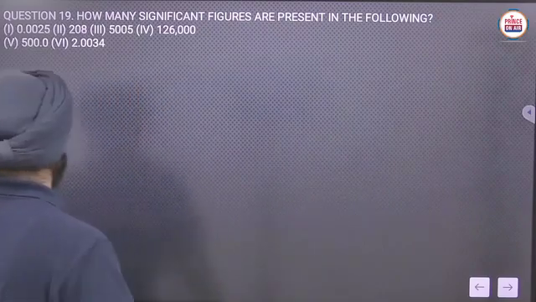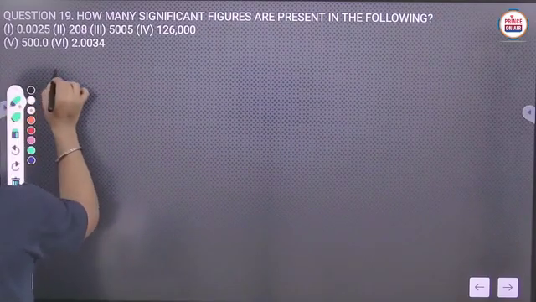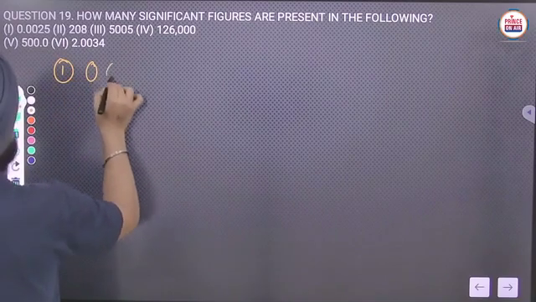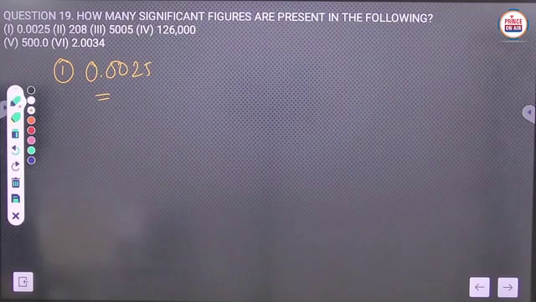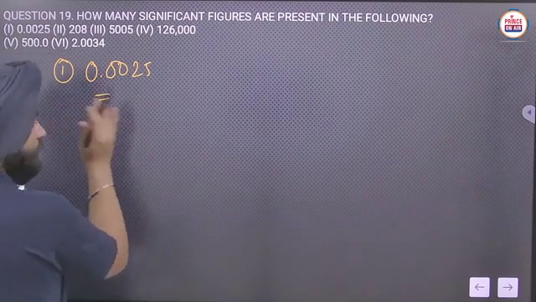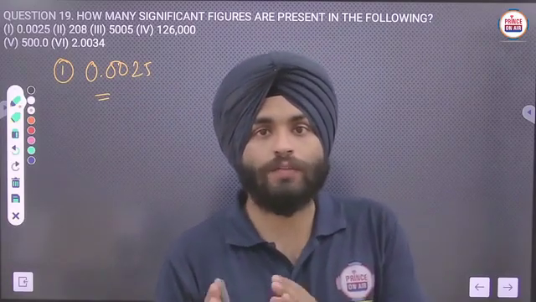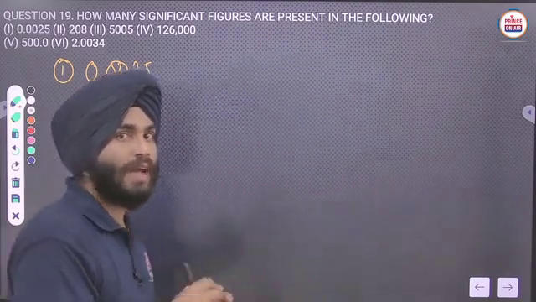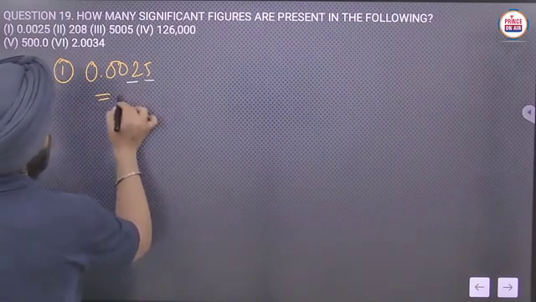Next is, how many significant figures are present in the following numbers? The first one is 0.0025. See that the zeros to the left of the non-zero digits are not considered significant. So here it will be 1 and 2, only 2 significant figures are there.